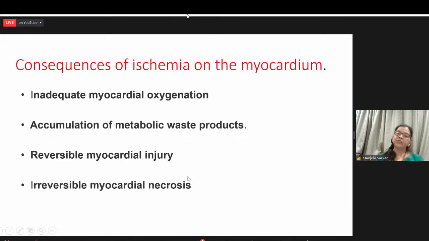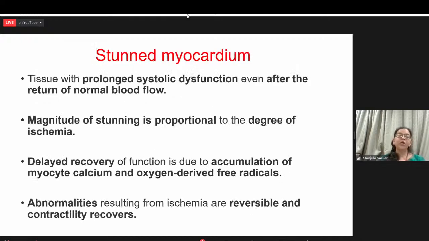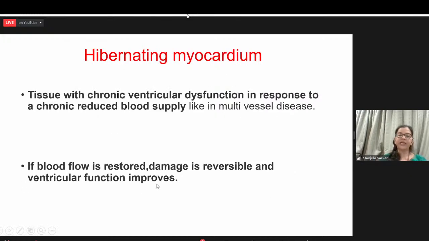Now, what are the consequences of ischemia on the myocardium? Inadequate myocardial oxygenation, accumulation of metabolic waste products, reversible myocardial injury, and irreversible myocardial necrosis occur. A few terminologies we are going to use for the myocardium. What is stunned myocardium? Tissue with prolonged systolic dysfunction even after the return of normal blood flow. The magnitude of stunning is proportional to the degree of ischemia. Delayed recovery of function is due to accumulation of myocyte calcium and oxygen-derived free radicals, and these abnormalities disturb contractility of the heart.